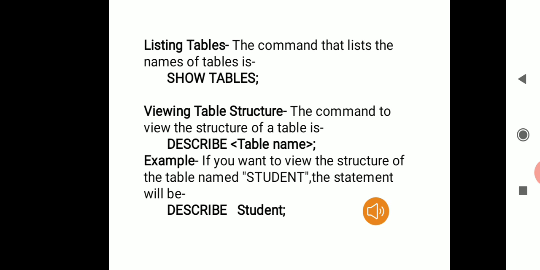Now say for example, if we want to view the structure of a table named student, then we write a statement like this: describe followed by space, then the text student and semicolon. So the statement describe student displays the structure of a table named student, and here the name student replaces the text table name in the syntax describe table name.